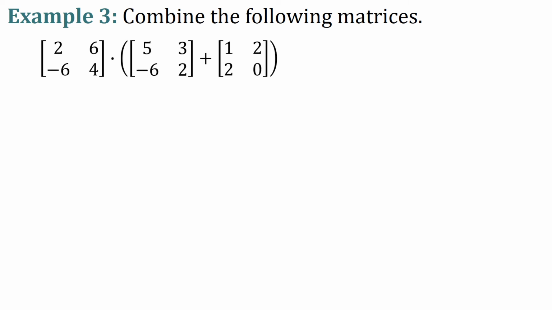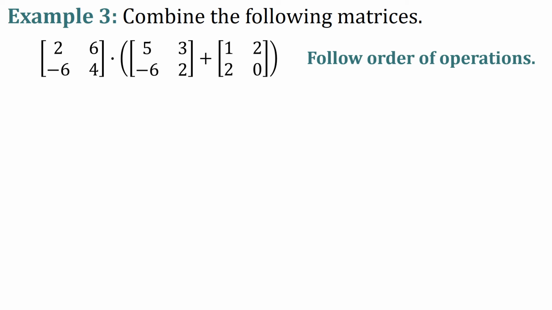Let's look at another example. I give you this problem here. You have to multiply the first matrix 2, 6, negative 6, 4 times the addition of the two matrices inside the parentheses. What do I do first? Well, we're going to follow order of operations. Some students in the past have had the tendency to try to distribute 2, 6, negative 6, and 4 to the parentheses first. Don't do that.